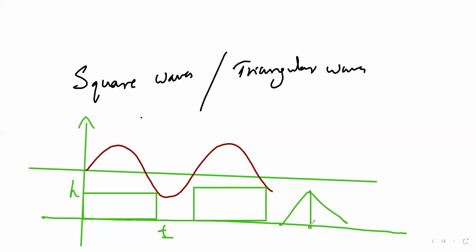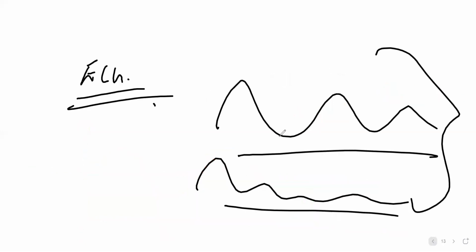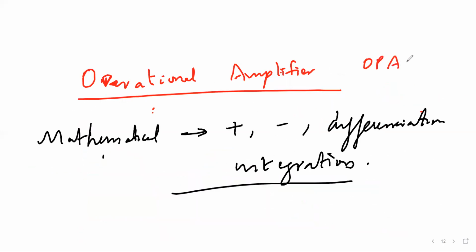To convert that, how do I do it? By Laplace transform. That is there in your M2. Laplace transform is there in our mathematics too. So for these mathematical operations, we use the operational amplifier, op-amp for short. Very friendly guy, and very easy to study also.